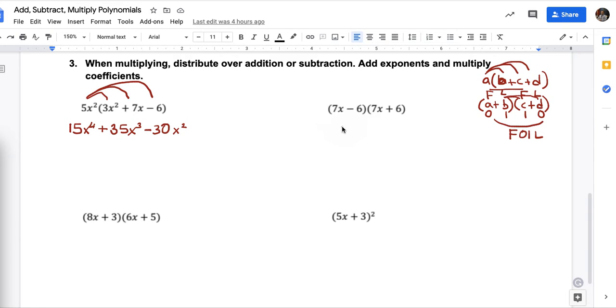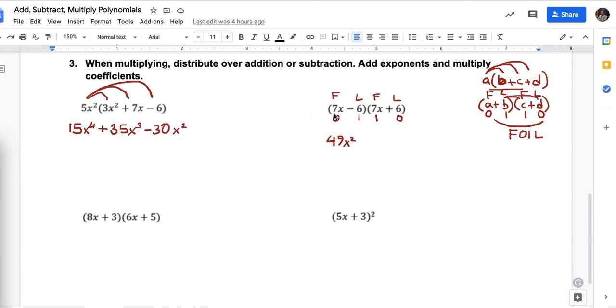This second example here is like a quadratic. We look at the first terms, outside terms, inside terms, and the last terms. That's how we're going to look at it without the arches, because it gets a bit messy. So the first terms: 7x times 7x gives us 49x squared, because 7 times 7 is 49, and x times x is x squared.